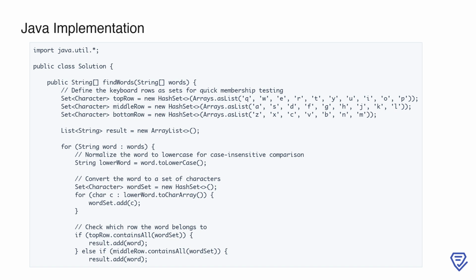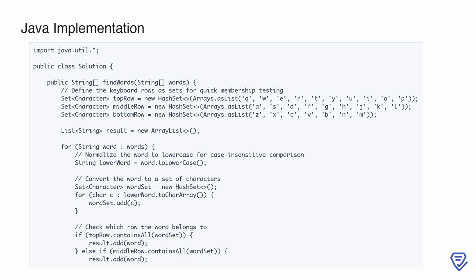The method then iterates over the input array of words. For each word, we first convert it to lowercase to ensure case-insensitive comparison. After that, we create a set of characters from the word, which helps us quickly determine the rows it uses. Finally, we check if all the characters of the word belong to one of the keyboard rows. If they do, the word is added to the result list.